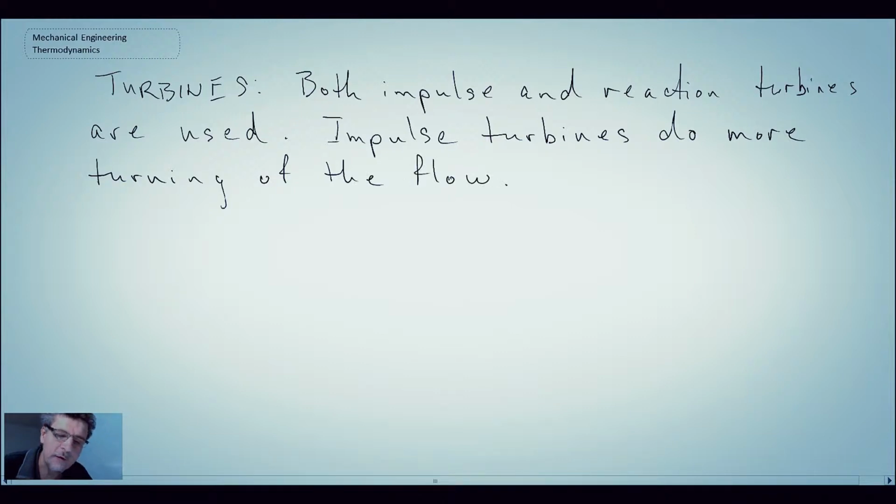One of the characteristics of an impulse turbine is that it does more turning of the flow, whereas a reaction turbine will do less turning of the flow. It'll be similar to the turbine that we saw when we looked at the Brayton cycle.